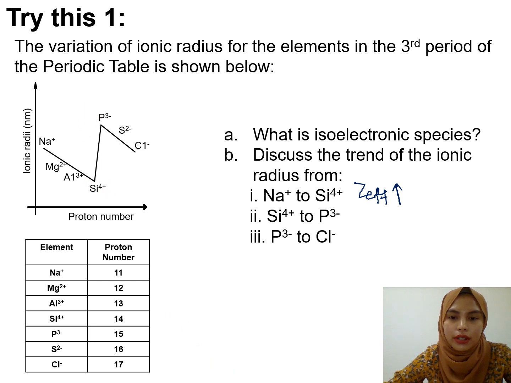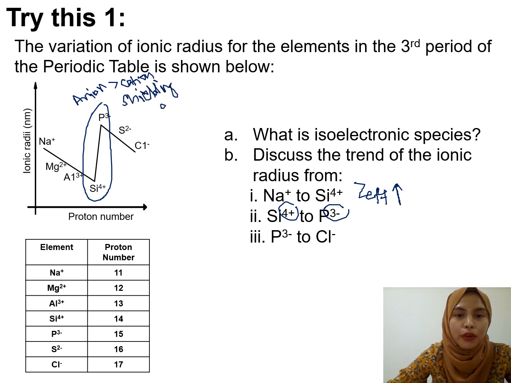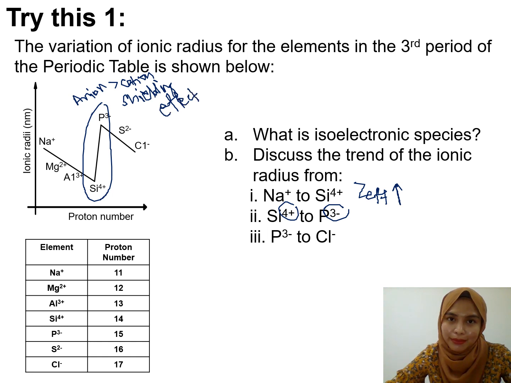Okay, so kalau let's say Si4 plus, you know that Si4 plus adalah cation, P3 minus adalah anion. So kalau you nak explain between cation dan anion, you know that the size of anion is larger than cation. Because why? Because of the shielding effect. Itulah key point dia. Ni key point saja ya, tapi kalau kamu nak kena explain, you kena explain panjang-panjang macam apa yang Miss bagi dalam nota.